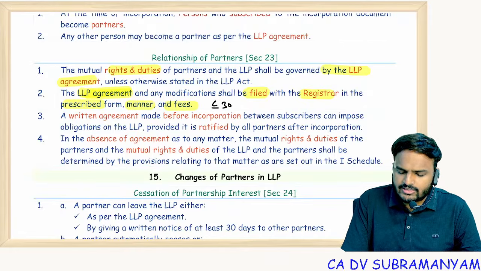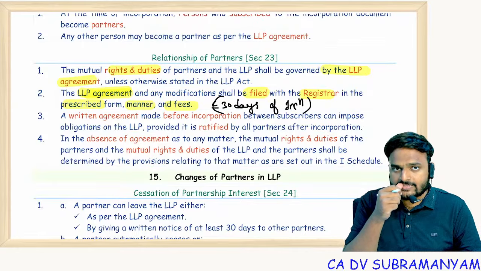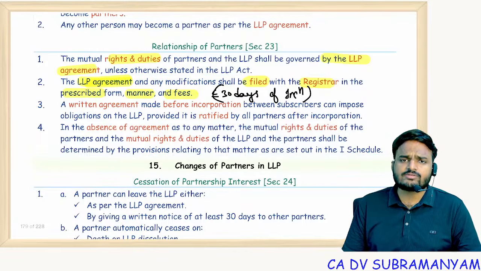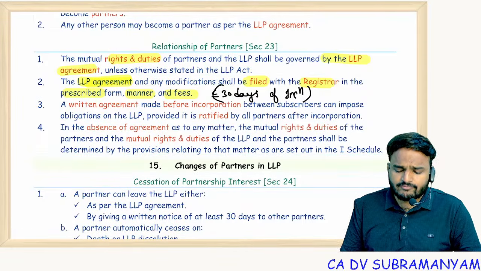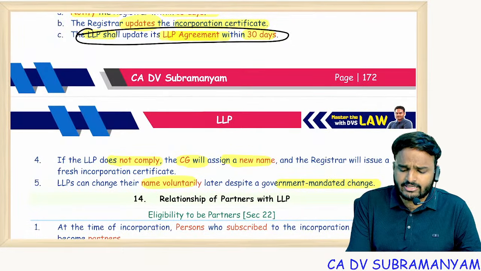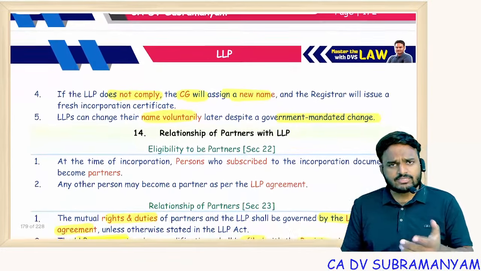Within 30 days of incorporation, the LLP agreement shall be filed with ROC. Remember this point, an MCQ came in the last attempt. Here you can also see the LLP shall update its LLP agreement within 30 days of changes, and within 30 days of incorporation.